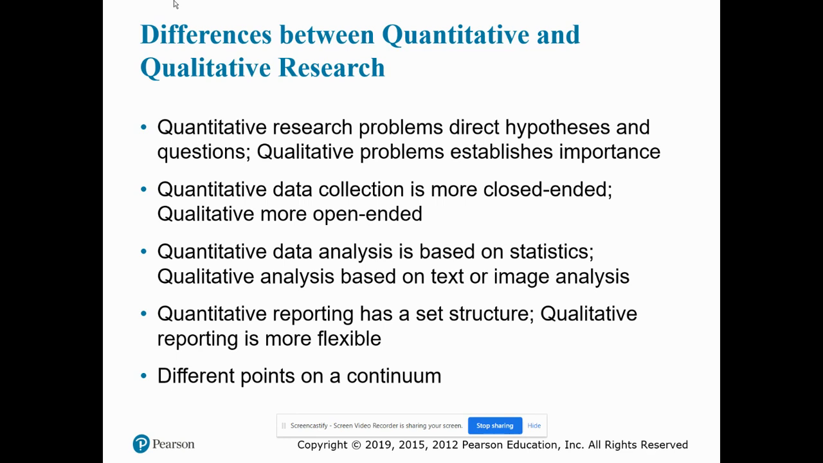Quantitative data is more close-ended, while qualitative is more open-ended. Quantitative is based on statistics, so you'll do a statistical analysis, while qualitative is more on text or image analysis. Quantitative reporting has a set structure for reporting, and then qualitative is more flexible.